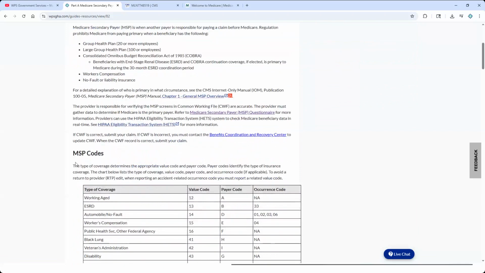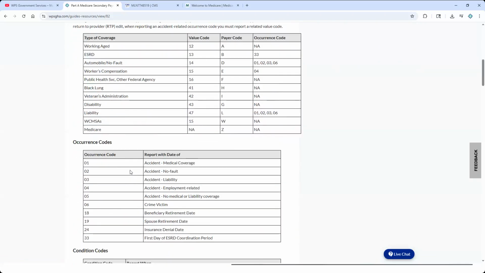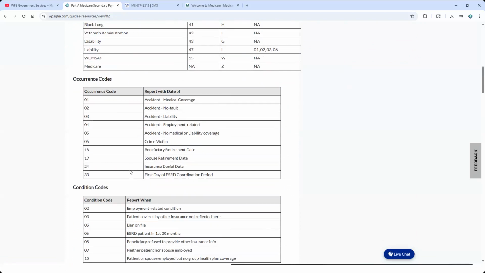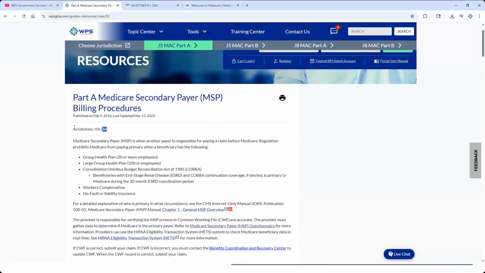It'll talk about the MSP codes that need to be on the claim. It'll talk about occurrence codes, condition codes. For those of you that just went, occurrence codes and condition codes are not billed on the CMS 1500 or 837P. So this is not your section. I know that also because it tells me that right here.